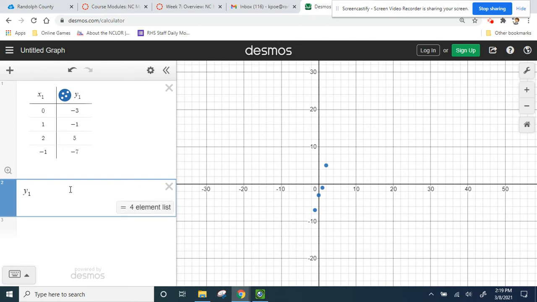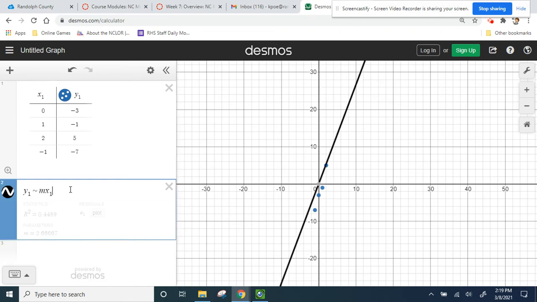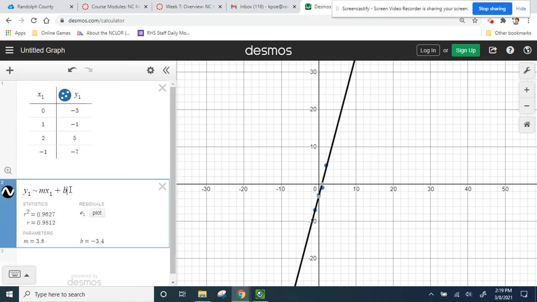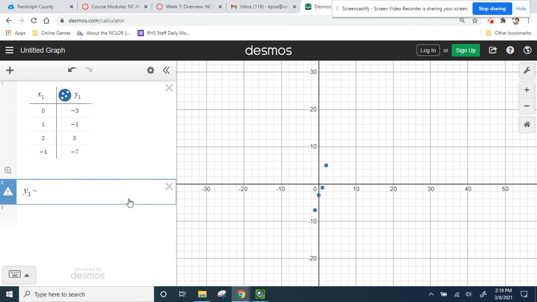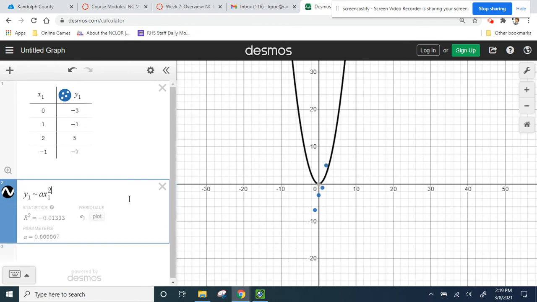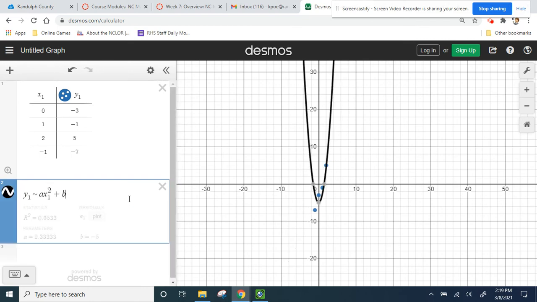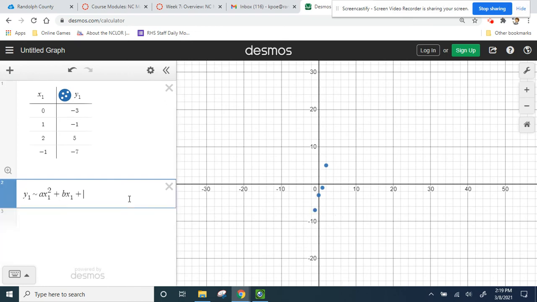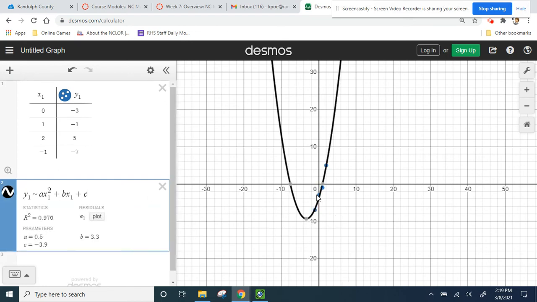y1, and then Shift and the key that's beside the number 1, mx1 plus b. Now you can see that that doesn't quite go through this point right here. You can see it's a little bit to the right. So it's not linear. All right, let's try ax1 squared plus bx1 plus c. Again, you can see that this blue point here is just a little bit to the left. It's not going straight through that blue point. So let's hope that a cubic function is going to work.